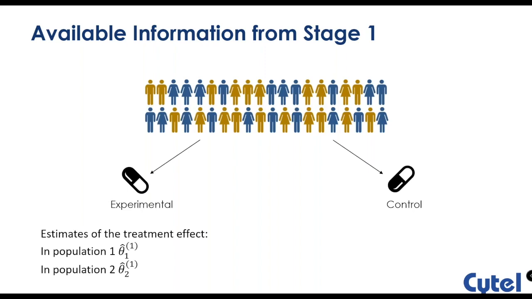As a recap, we're going to make these decisions based on the available information from the first stage of the trial. Remember that in that first stage, we've recruited from all populations and randomized patients to the experimental treatment and the control treatment, to allow us to make a comparison between the two. So what we get from this are estimates of the treatment effect. In population 1, we have our first stage treatment effect estimate, and in population 2, again, we have our first stage treatment effect estimate. And it's these estimates that we'll base our decision making on.